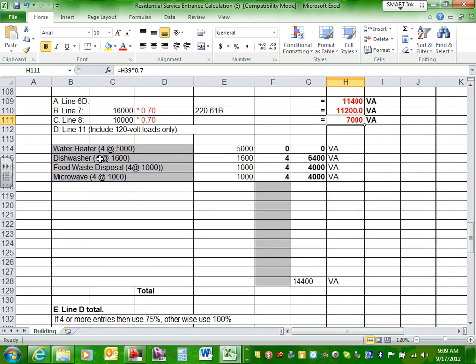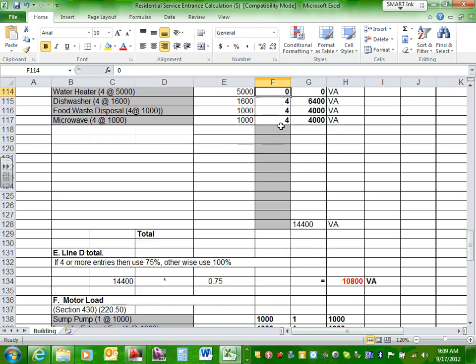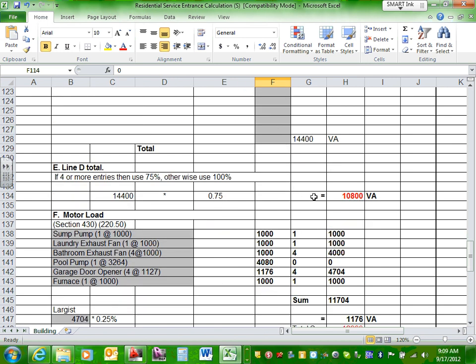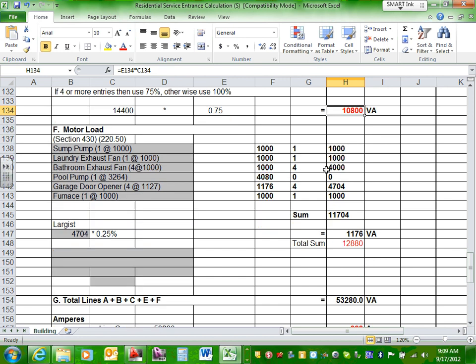Water heaters, dishwashers, water heater. Look at the water heater. The water heater is 240, so we put 0 for it. Garbage disposal, anything 240, zero it. And then you do the same for small fastened-in-place appliances, add them at 75% only on the 120 loads. You're doing the same calculation, guys, except for the 120 loads only. You go to the motors, the same thing. Anything 240, what do you do? Open the window, throw it out. And then you're going to do the same calculation for 120 only.